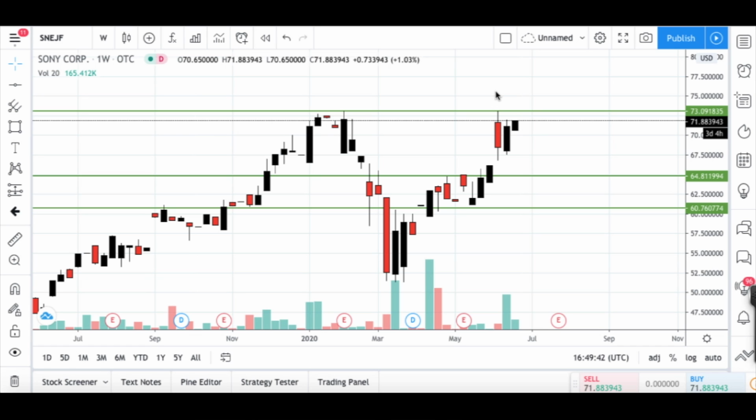You never do that, and you never sell the support. You don't sell the support. You wait until the market breaks, pulls back, retests, and then you go short.